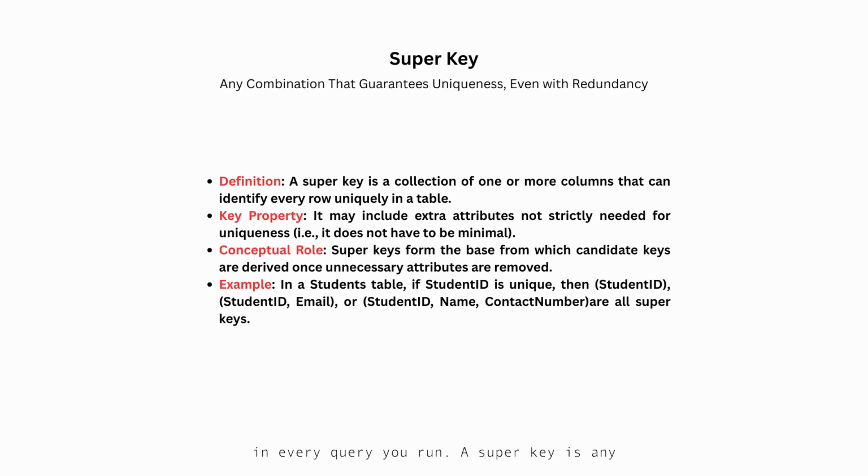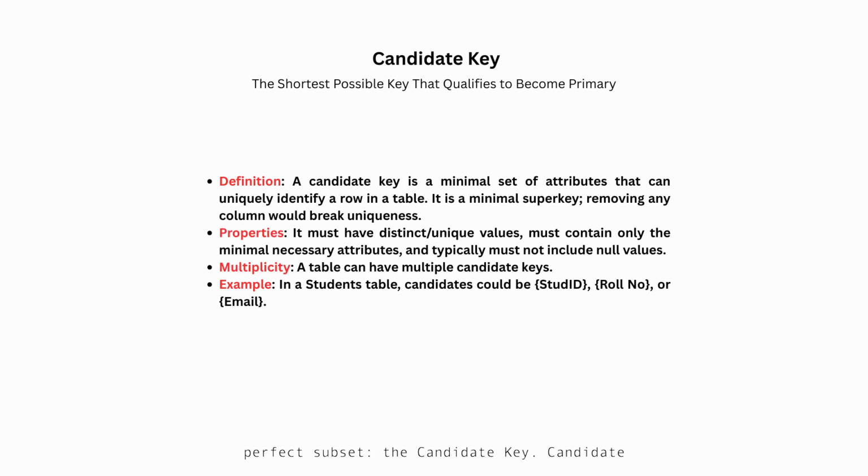A super key is any combination of columns that uniquely identifies each record, even if it includes extras that you really don't need. If employee ID alone is unique, then employee ID and department ID is still a valid super key. It's the broad, redundant set that guarantees uniqueness, the starting point from which we will extract the minimal and perfect subset called the candidate key. Candidate keys are the distilled essence of uniqueness. They are super keys stripped of that redundancy: minimal, non null, and sufficient to identify each row.